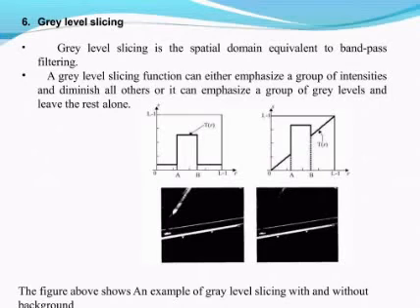Gray level slicing. Gray level slicing is a spatial domain equivalent to band mask filtering. A gray level slicing function can either emphasize a group of intensities and diminish all others, or it can emphasize a group of gray levels and leave the rest alone. The figure above shows an example of gray level slicing with and without background.